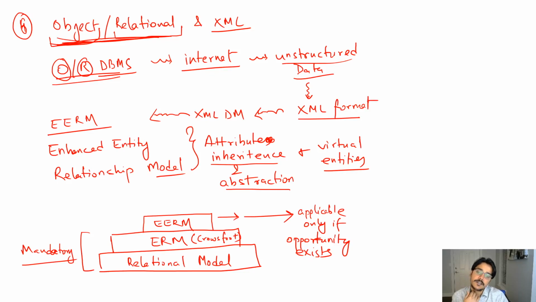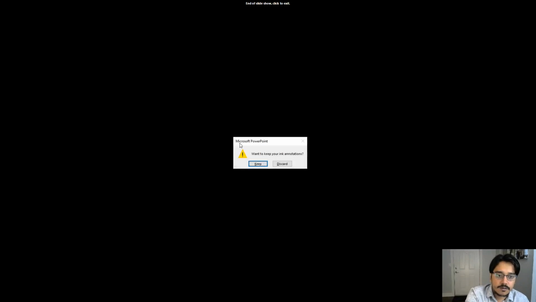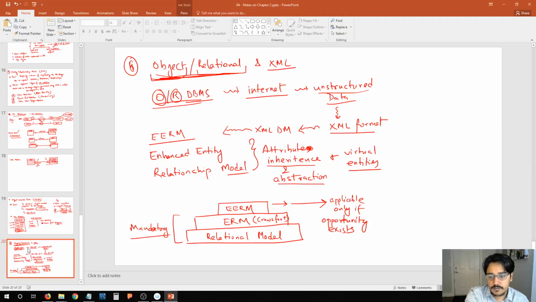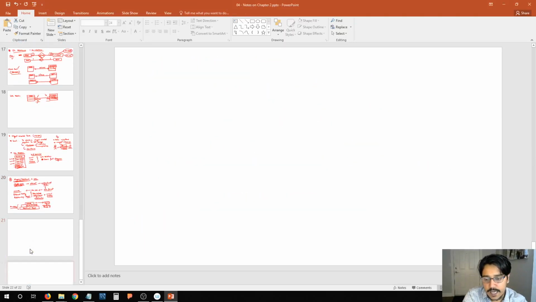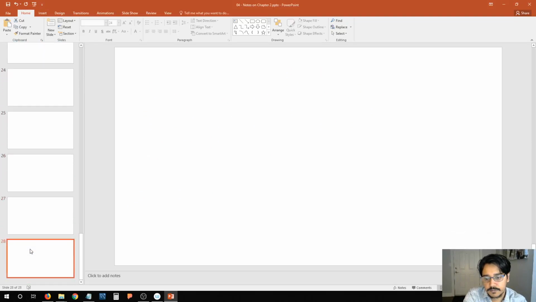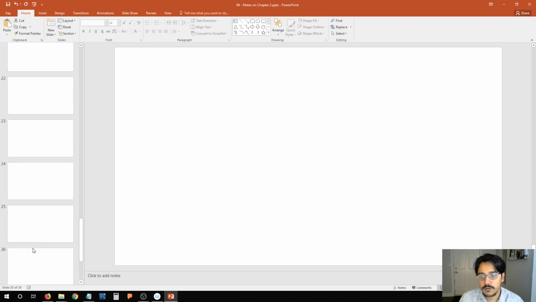Okay, so this is basically the summarization of the traditional data models. And after that, in the current generation, we have, let's put two more.